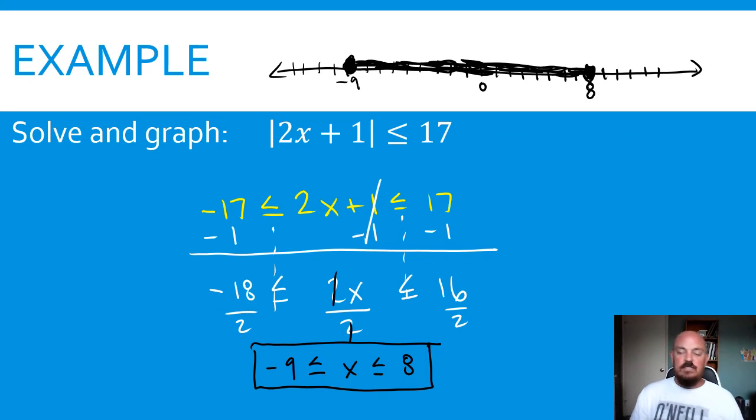The graphing part is exactly like yesterday. What's new for today is going from here, the original question, to here, setting up that inequality, that compound inequality. You already know how to solve that and how to graph that from yesterday. All right, so let's talk about the other one.